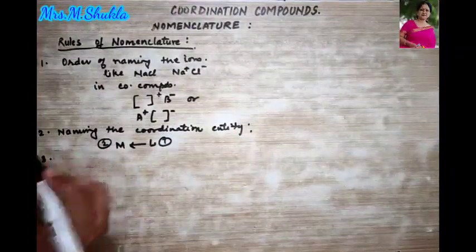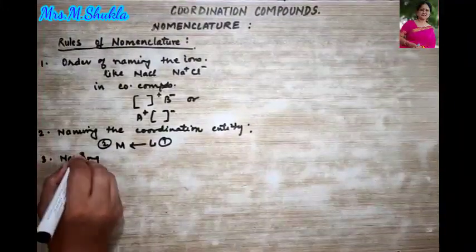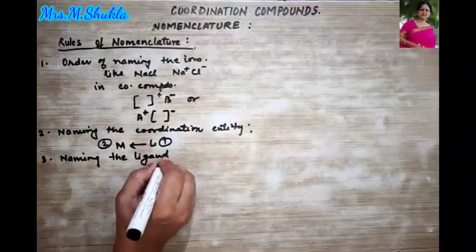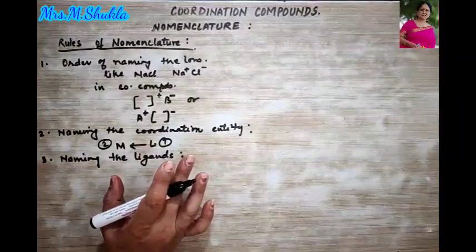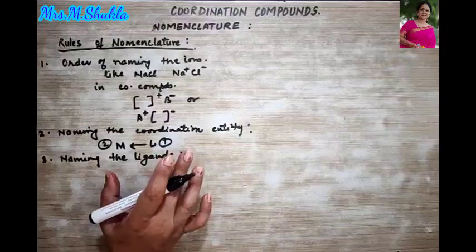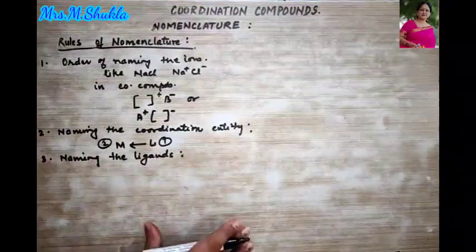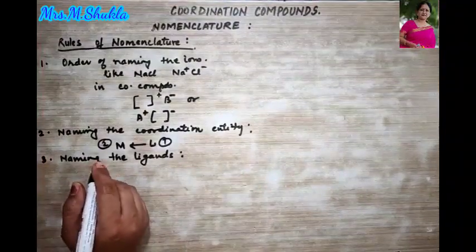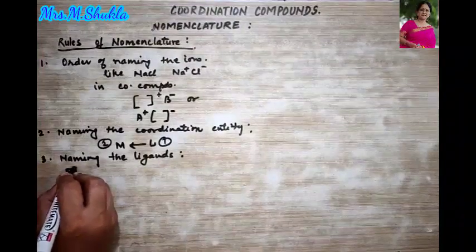Third point, naming the ligands. How do we name the ligands? This is very important. If you do not know this, it will be very difficult for you to write down the names of coordination compounds, so you have to learn these as well. I'm giving you a list of certain ligands which are very common and often used in formulas.